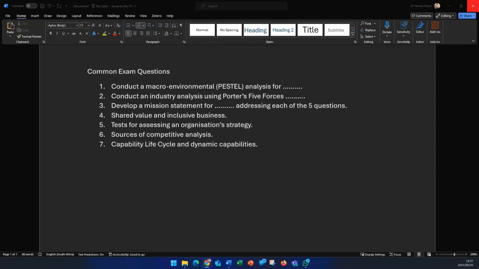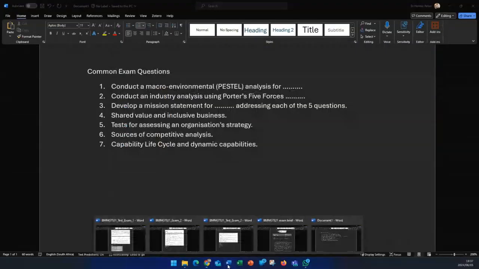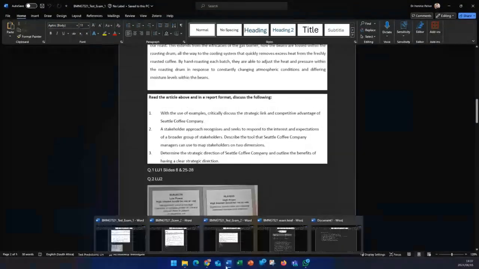If they don't give us a macro environmental analysis, or ask us to analyze at least three different areas of the macro environment that will impact the selected organization in the case study, I would be very surprised. But nothing surprises me anymore, and that's the problem. So, guys, for me, the non-negotiable is the first one in terms of the macro environment.